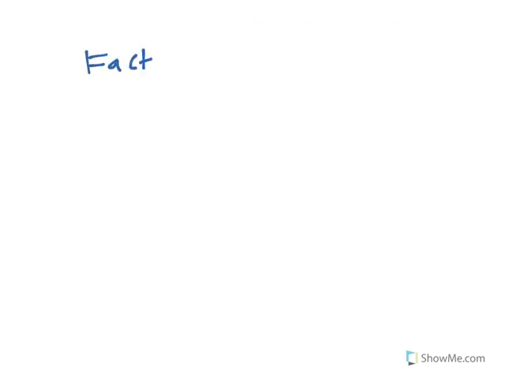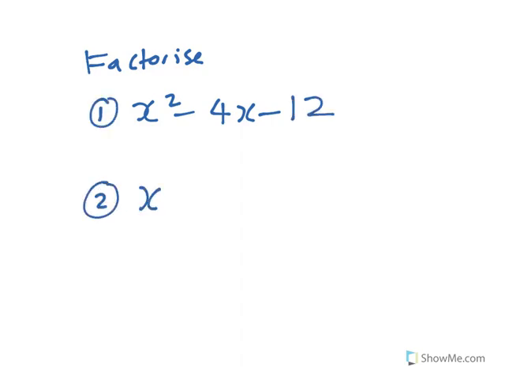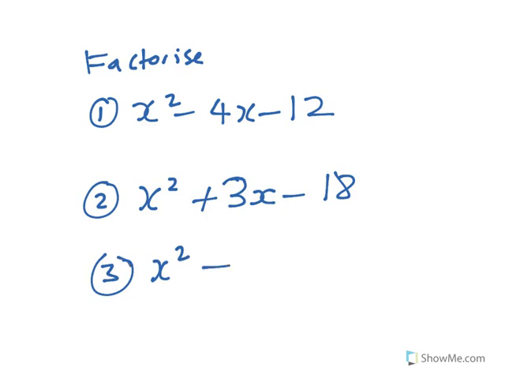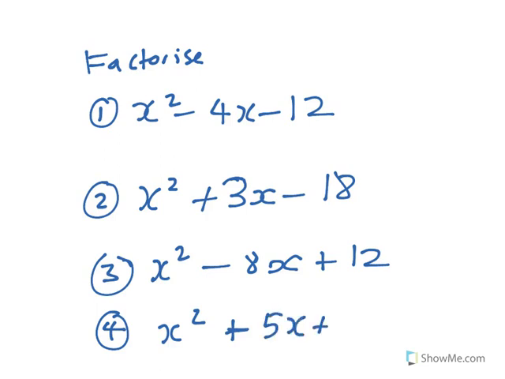Okay, so just have a go at factorising these. I'm just going to mix them up again. x squared minus 4x minus 12. x squared plus 3x minus 18. x squared minus 8x plus 12, and x squared plus 5x plus 6.